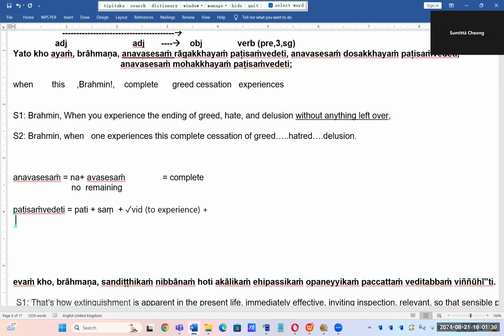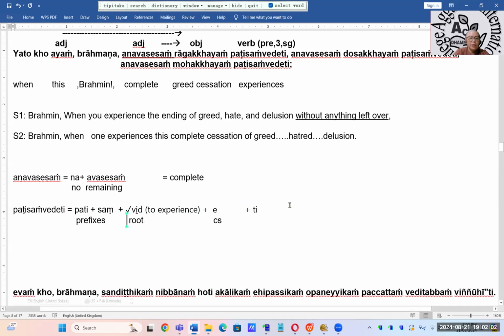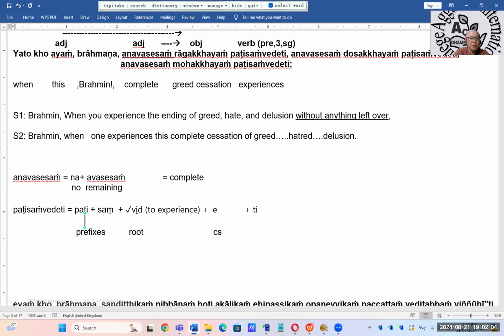You got the root already, right? You got the prefixes. You have two prefixes, the root, and what else do you need here? You need a conjugation sign, ti. So after that, the i changes to e, all right? So you change it to e here. Okay, so the meaning is just experience. So when you experience this complete cessation of greed, then followed by hatred and delusion.